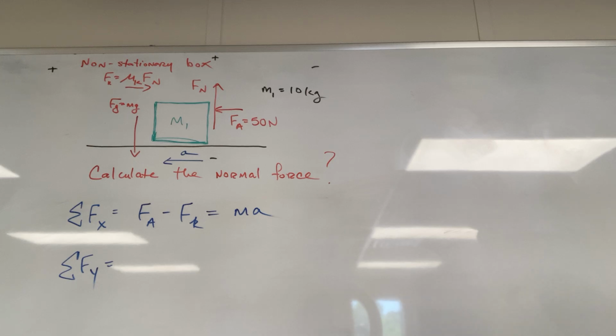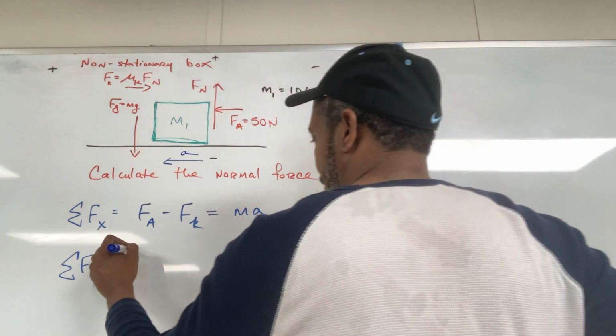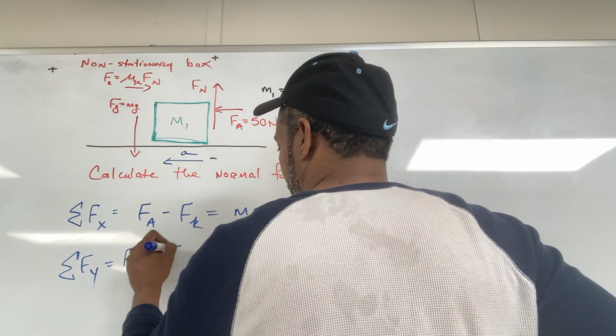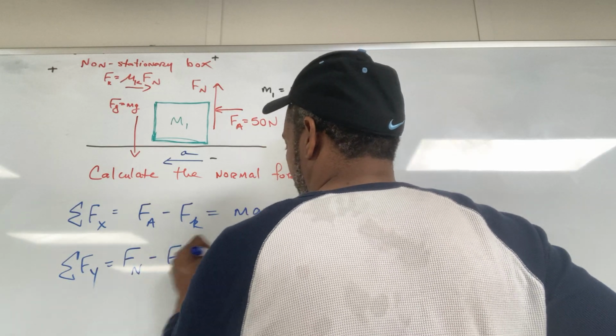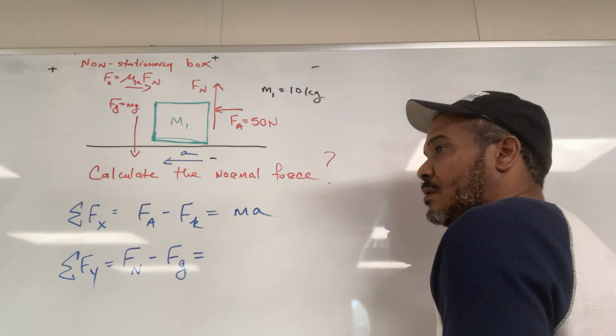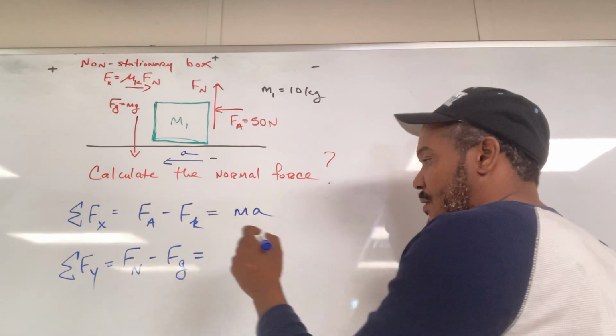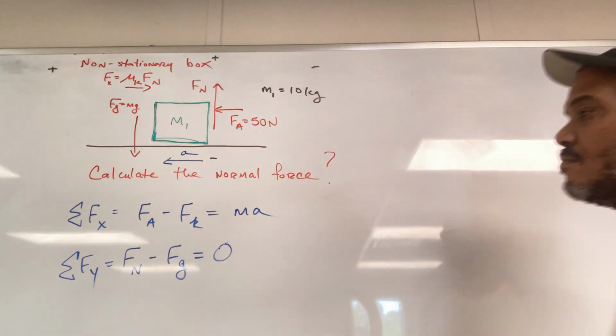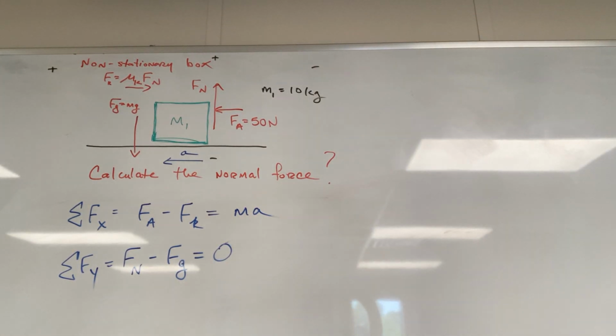The normal minus the gravity. Yeah, the normal force minus the gravity. And that equals what? 0. So now we should automatically notice what's the difference between the two situations.